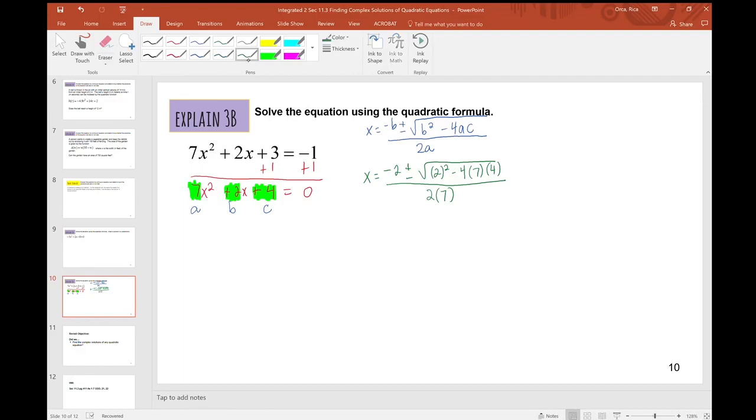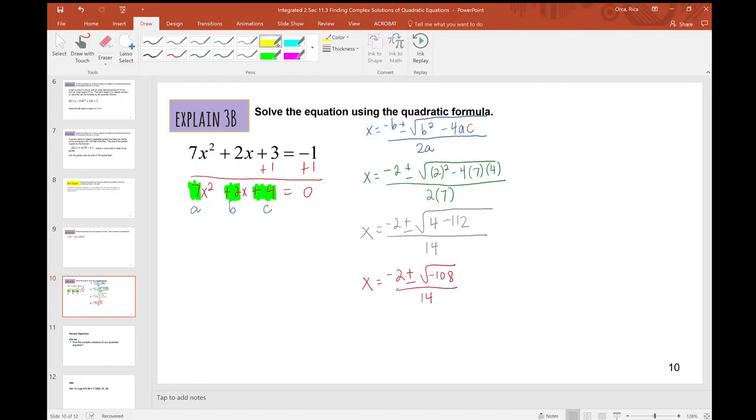Take it a step further. x equals negative 2 plus or minus the square root of 2 squared is 4. Negative 4 times 7 is negative 28. And negative 28 times 4 is negative 112. All over 2 times 7 is 14. Let's keep going, class. x equals negative 2 plus or minus the square root of 4 minus 112 is negative 108 all over 14.